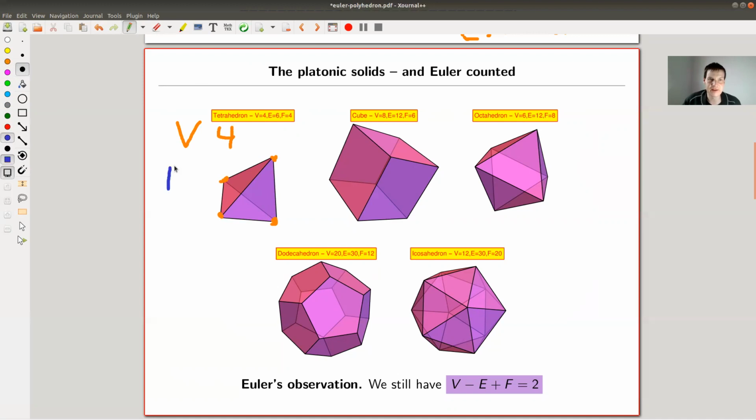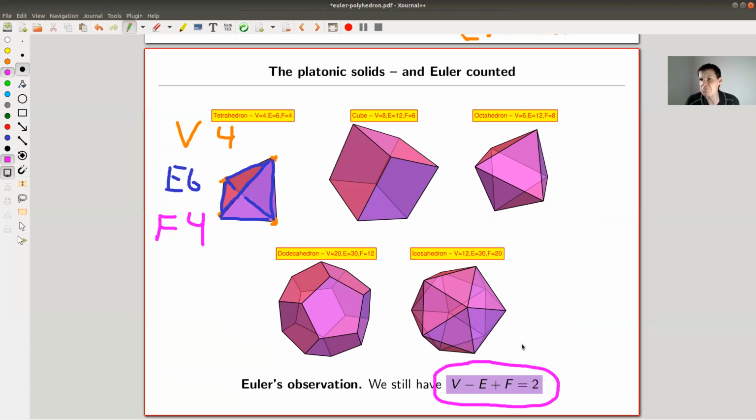Also, the edges are not really hard to count. I mean, there's 1, 2, 3, 4, 5, and 1 in the back, and 6. So E is 6, and faces are basically trivial to count, and we get 4 of them. And again, the alternating sum is, what a surprise, 2. And okay, now you have counted 2 different alternating sums of V minus E plus F for 2 pretty different polyhedra in some sense, and you get the same number.